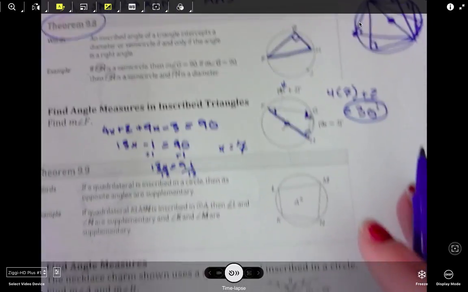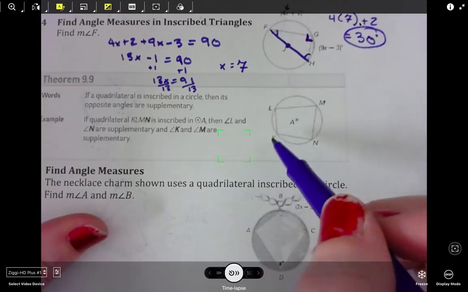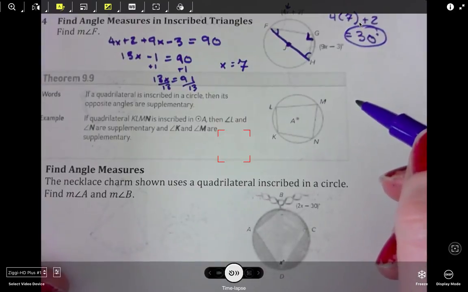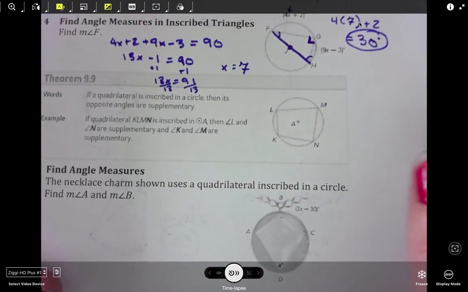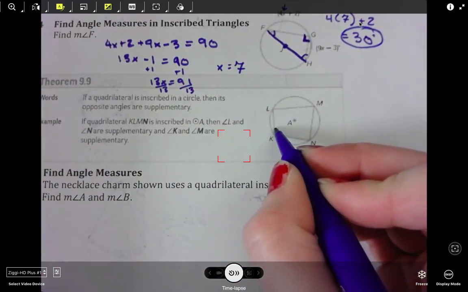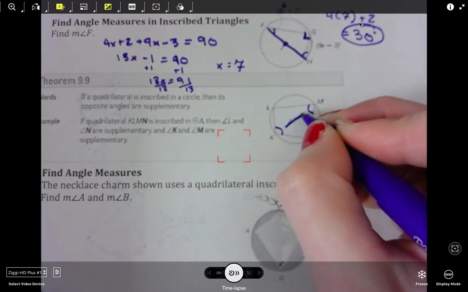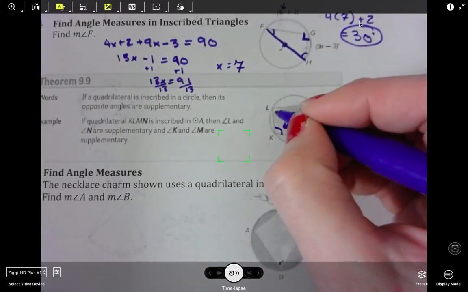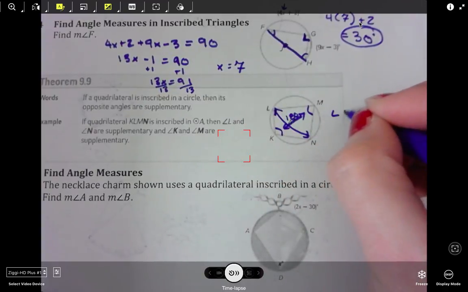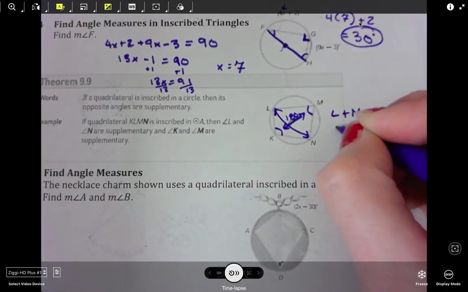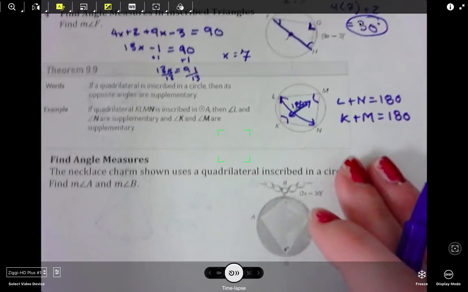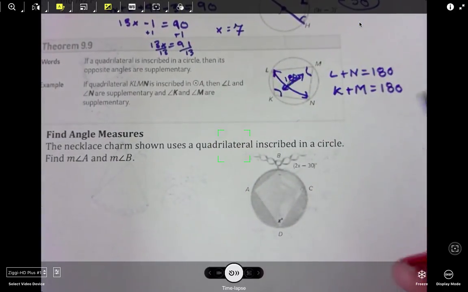Okay. And the last theorem, Theorem 9, says that if I have a quadrilateral, it doesn't necessarily have to be a rectangle or a square, it can be any quadrilateral. This one obviously is not a parallelogram, it's just kind of a weird looking four-sided figure. If it is inscribed inside of a circle, the opposite angles, like K and M, will be supplementary. So those will add up to be 180 degrees. And then these two will also add up to be 180. So L and N, L plus N equals 180, and K plus M will have to add up to 180. Okay, that's just the way that works, okay? If it's inscribed in a circle, it has to happen that way, right?